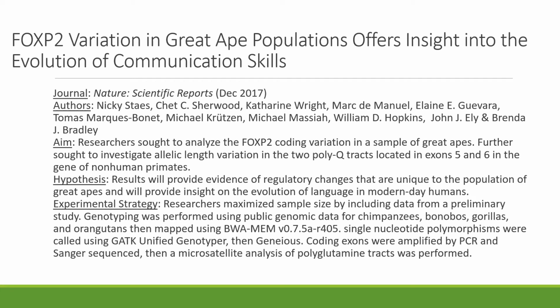There were a lot of different experimental strategies for this research article because there were a lot of different types of data. Firstly, the researchers maximized their sample size by including data from a preliminary study. Then genotyping was performed using public genomic data for chimpanzees, bonobos, gorillas, and orangutans, and then mapped using the BWA program. Then SNPs were recalled using the GATK Unified Genotyper, and then another program called Genesis. After that, the coding exons were amplified by PCR and then Sanger sequenced. And lastly, a microsatellite analysis of the polyglutamine tracks was performed.